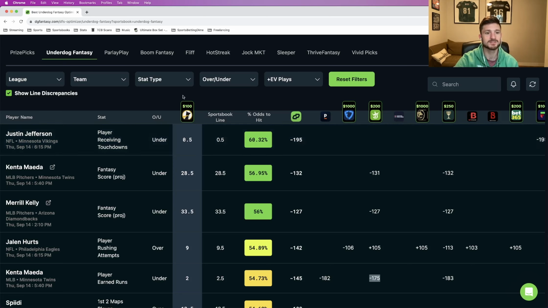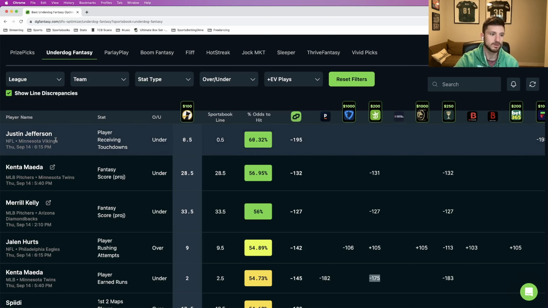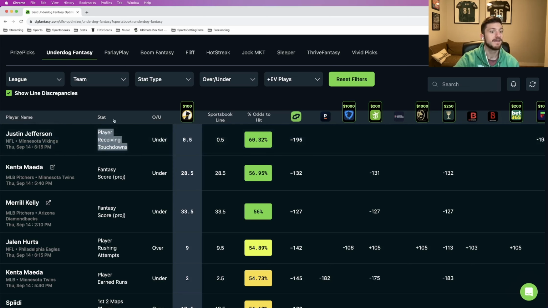So for our first leg, and this is going to go through teaching you how to actually use the tool, we're going to take Justin Jefferson to go under 0.5 receiving touchdowns. That's how you read the tool. It gives you the name, the stat, whether you're taking the over or the under, and then the line you're taking the over or the under of. And that's what that is under the Underdog logo. The sportsbook line we're going to get into in a little bit. I'm not going to talk about that for now, but these next 2 columns are very important.